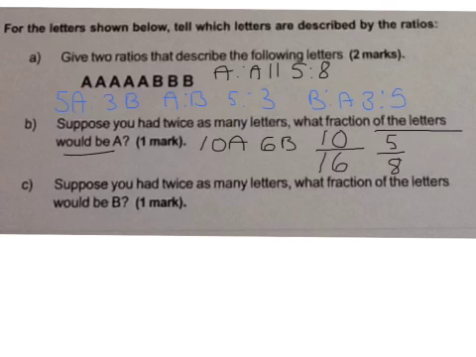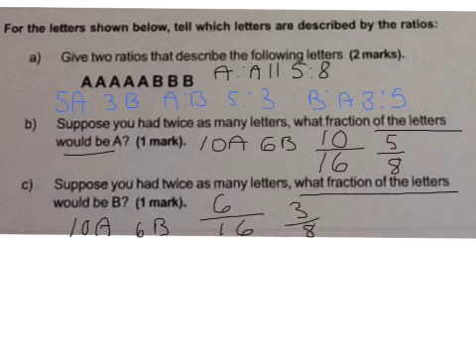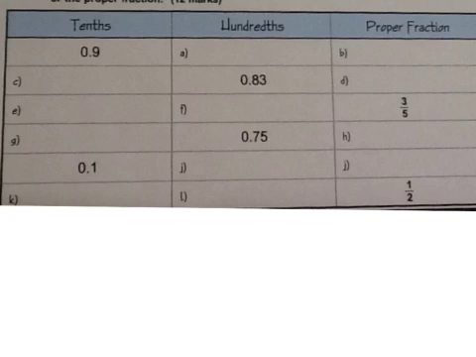Then, suppose you had twice as many letters. Again, we are going to have 10 A's and 6 B's. What fraction of the letters would be B? Again, it's what fraction of all the letters. So that's going to be 6/16. Or for those of you who are still with me, you could also have used 3/8. Either of those work.